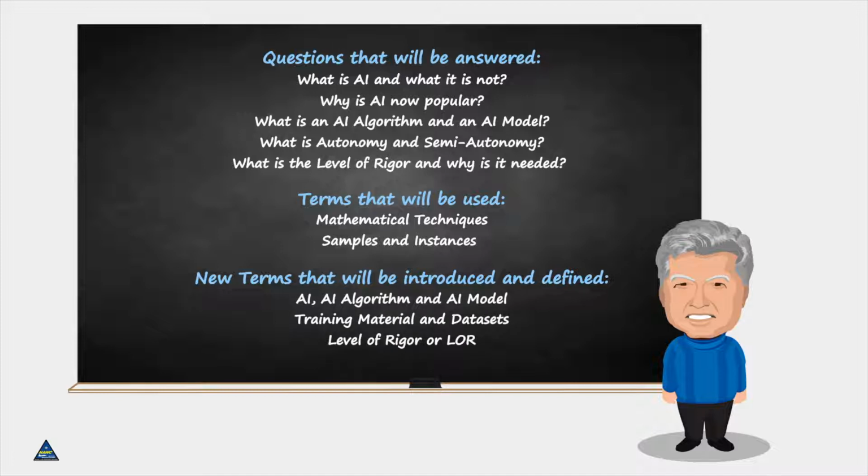Finally, we will get into more of the meat of artificial intelligence. We're going to introduce what models are as compared to algorithms. We'll start to talk about training material and data sets that are used by AI algorithms. And then obviously we're going to finish up with a very healthy discussion on level of rigor tasking.